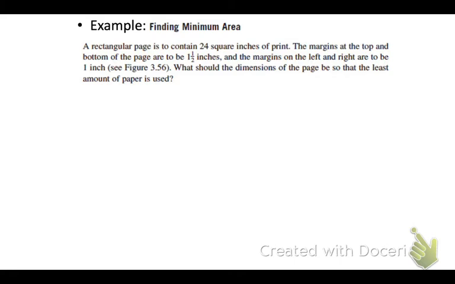That's really small. Okay, a rectangular page is to contain 24 square inches of print. The margins at the top and the bottom of the page are 1.5. The margins at the left and the right are to be 1. It says see the figure, but we're going to draw the picture.